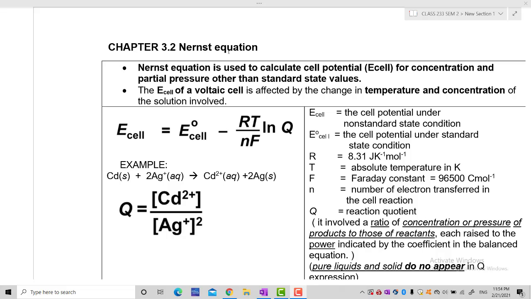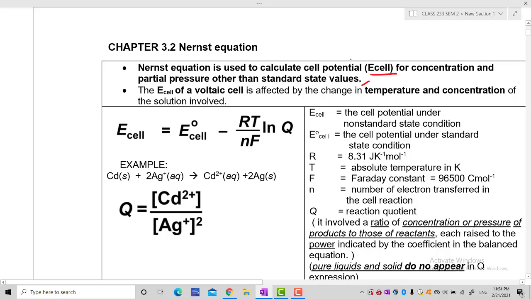Okay, hi student. Today I would like to teach you 3.2 Nernst equation. So what is the function of the Nernst equation? The Nernst equation is used to calculate the cell potential, E cell, for concentrations and partial pressures other than the standard state value.